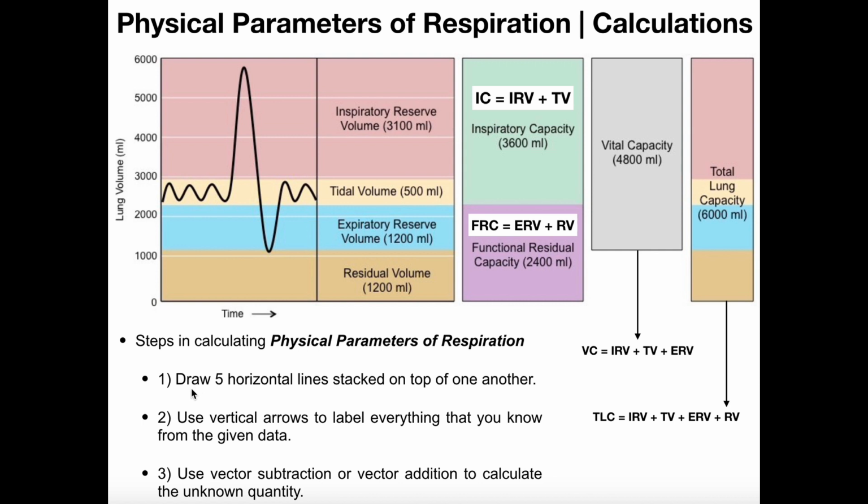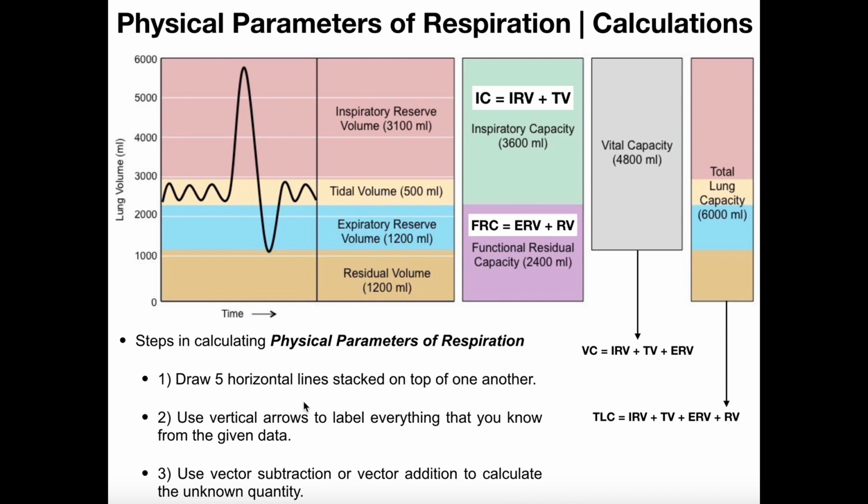What I'm always going to do is draw 5 horizontal lines stacked on top of one another. Now I'll show you this in a minute, but essentially the first horizontal line is this one, the second one's this one, the third one's here, fourth one's here, and the fifth one's here. And basically between the first line and the second line, that's going to be where the IRV is. Between the second line and the third line, that's where the TV is, and so on and so forth. So you draw those 5 horizontal lines.